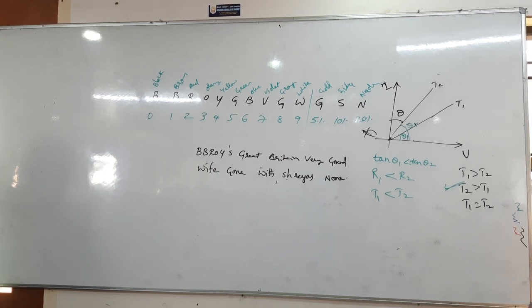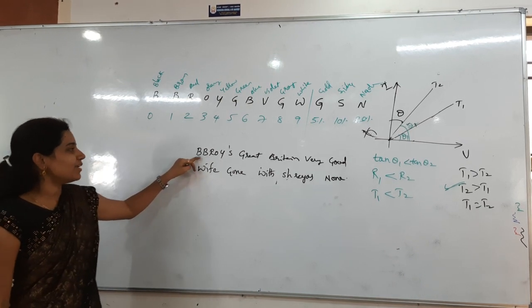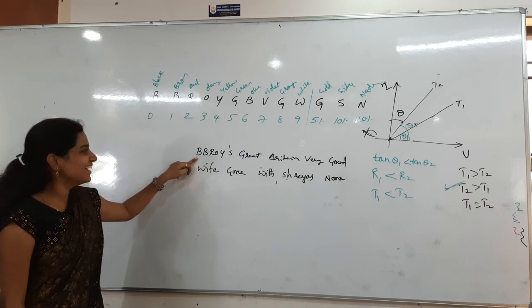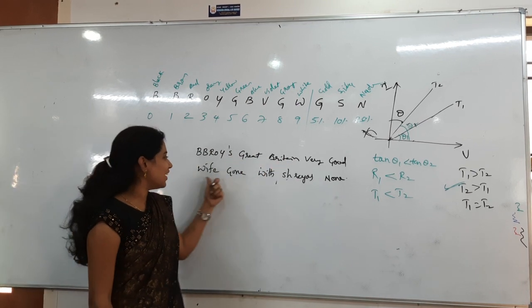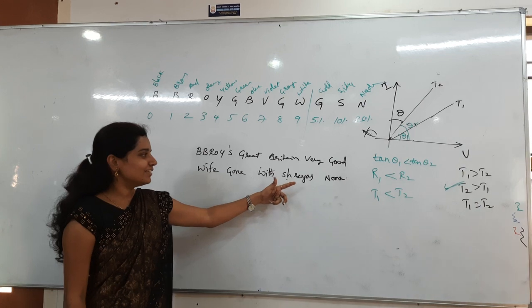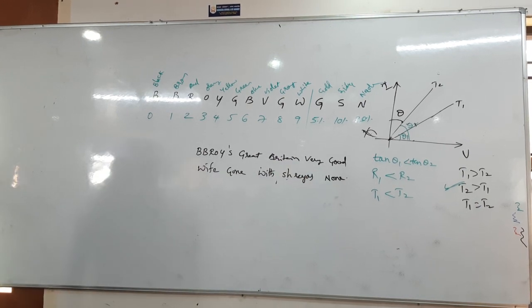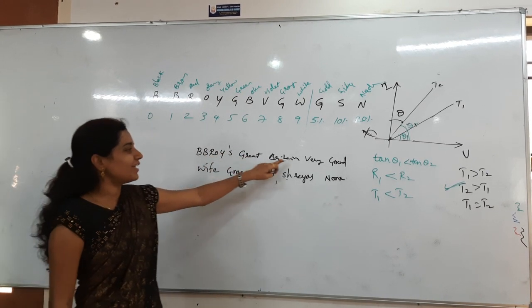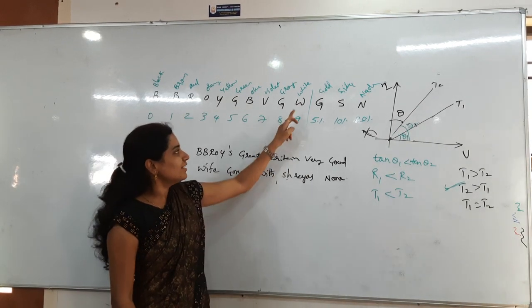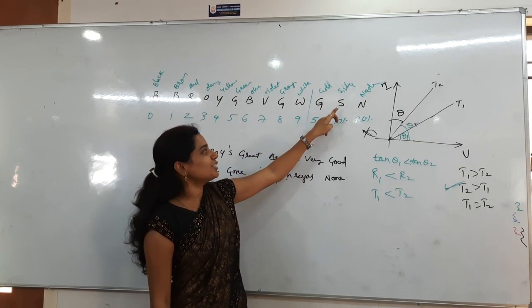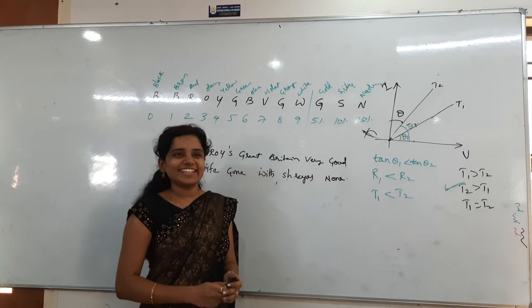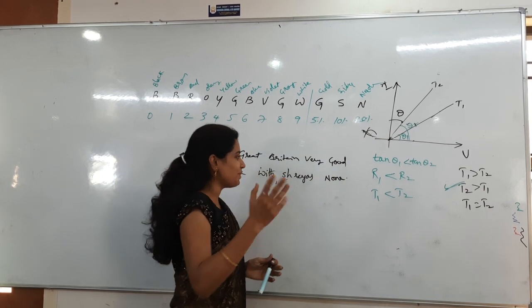New York. See that: B.B. Roy's Great Britain Very Good Wife Gone with Shreyas, Shreyas with New York. Yes, New York is correct there. Just remember like that. In that class actually: B.B. Roy's Great Britain Very Good Wife Gone with Shivu and Nobel. 2 members together, 3 members, 4 members.